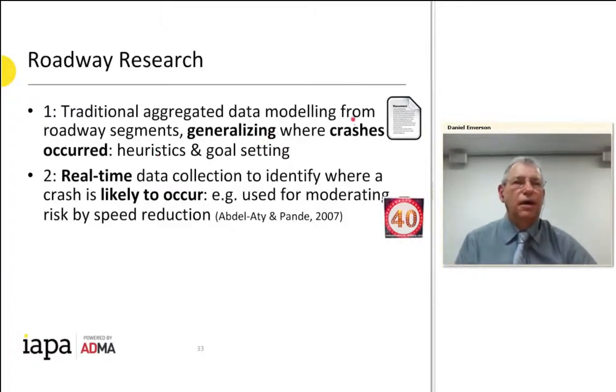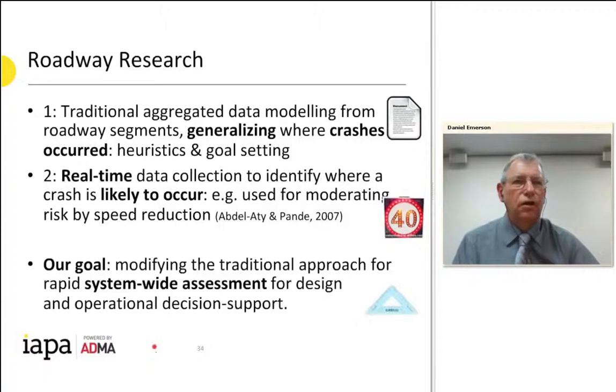In an exciting move, we now have real-time data collection which actually identifies where the crash is likely to occur, and these can be used for moderating road speed, as seen by signs like this that actually change in response to the traffic. Our goal is actually to modify the traditional approach to provide a system-wide assessment for design and operational decision support.